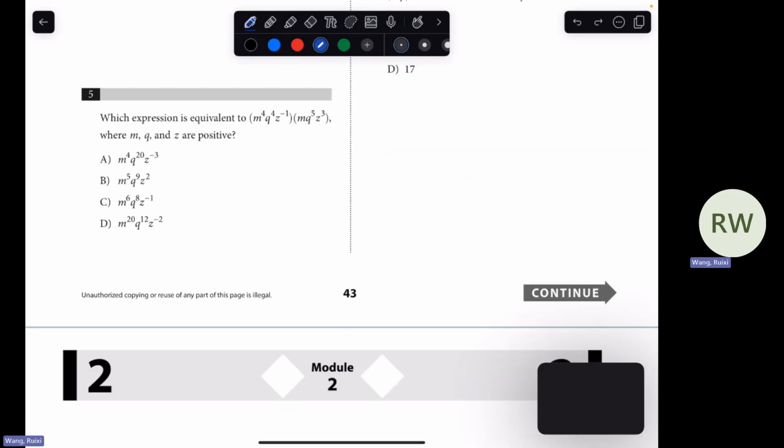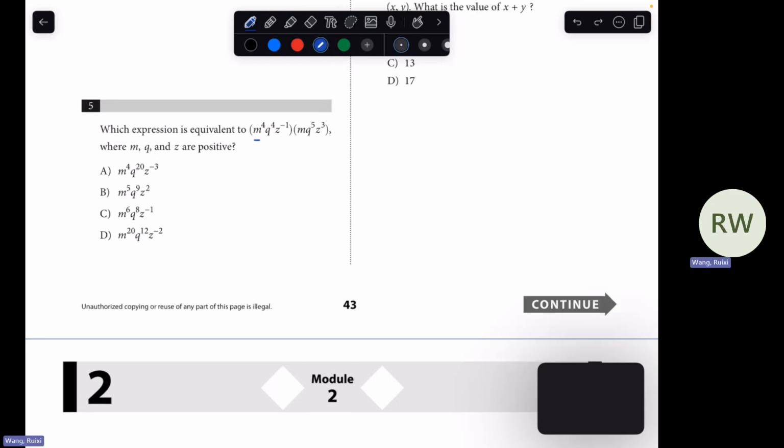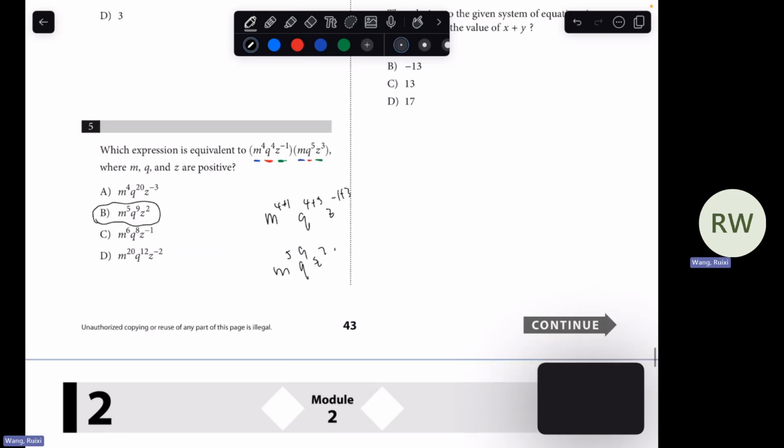And then simplify the exponential expressions. Another classical question, so you will look at the ones that have the same base, right? So for m, it's 4 plus 1. For q it's 4 plus 5, and z is negative 1 plus 3, right? So it's m to the 5th power, q to the 9th power, and z to the 2nd power, right? 5, 9, 2. Make sure the order also matches, right? So the answer is B.